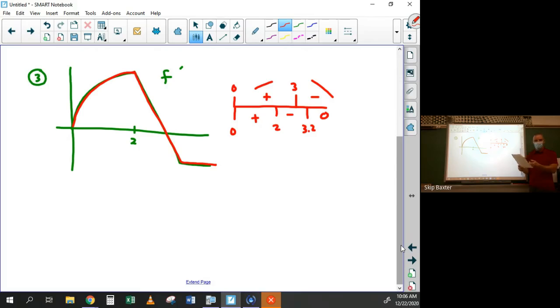If this is the graph of the derivative, remember, multiple functions can have the same derivative. They're just vertical shifts of each other. Maybe the f that we're talking about is a vertical shift that's way below the x-axis. So we don't know that that's true.